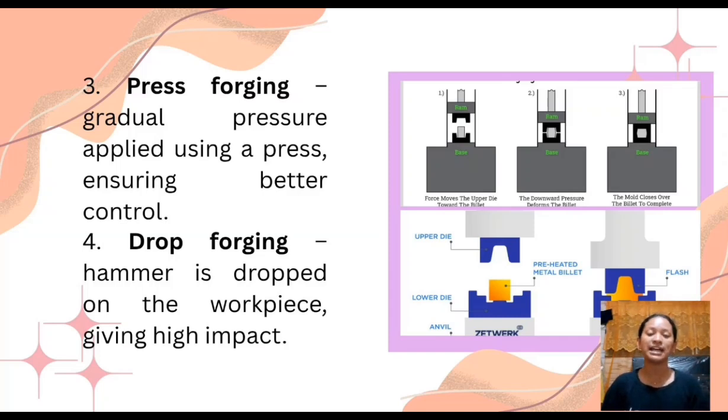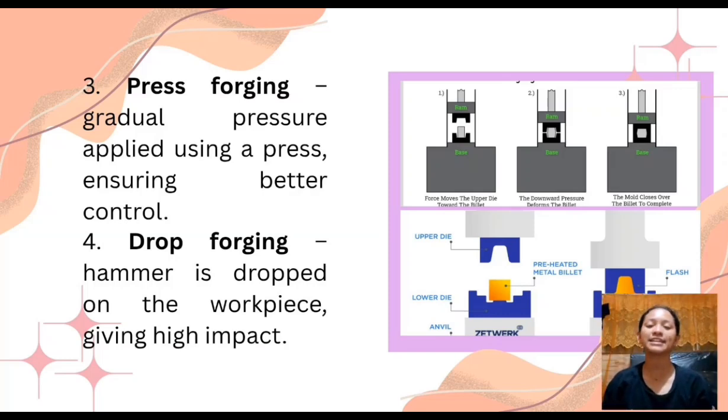The fourth and last one is drop forging. In drop forging, a hammer is dropped onto the workpiece placed in a die. The high impact force deforms the metal quickly by filling the die cavity. It is faster than press forging but less controlled, and flash or excess metal is usually formed. Examples of these are wrenches, crankshafts, and connecting rods.